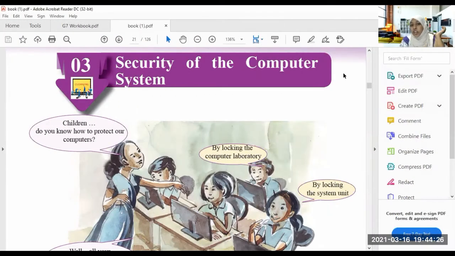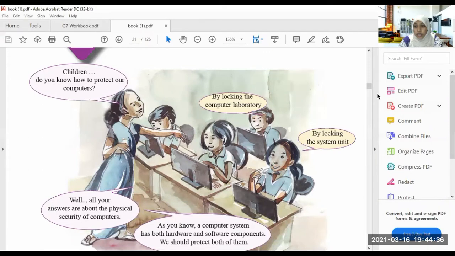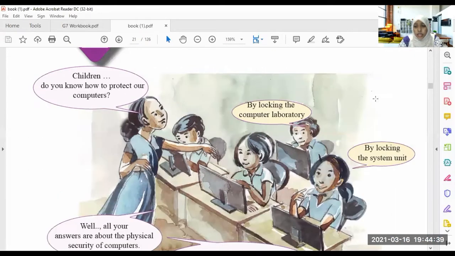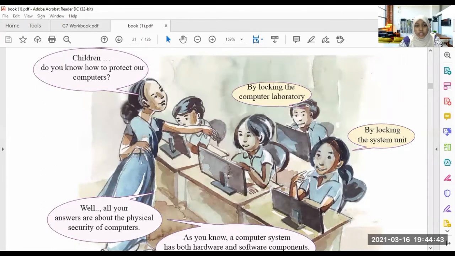Today we are going to learn about the security of the computer system, how to secure the computer system. So, this is a lab. In the computer lab, there is a teacher, and there are several students inside the computer lab. Now, the teacher is explaining something to the students, right? Okay, let's see what she is telling them or what she is asking from them.